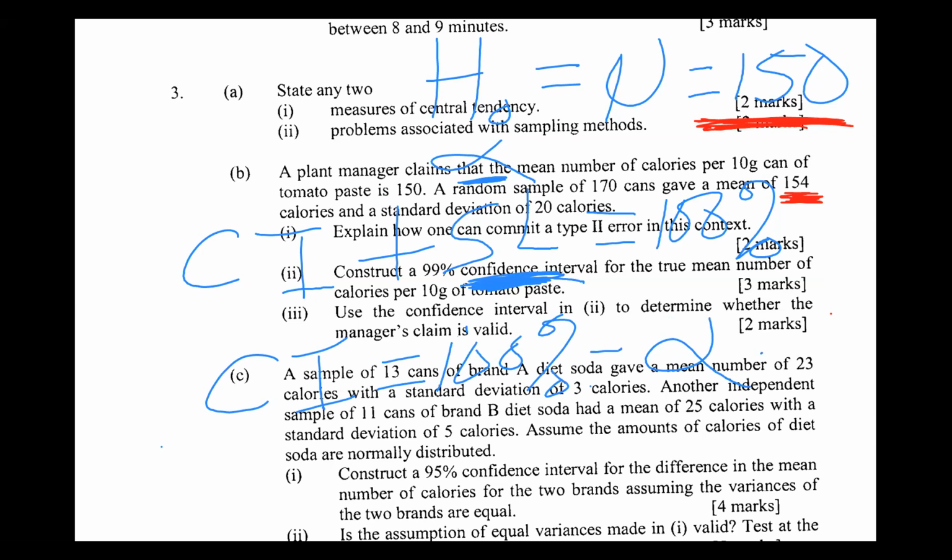If you're looking for alpha, how do we get it? We say 100% minus this confidence interval. It will give us the alpha, which is the significance level, the level of significance. That is, how significant is your research?